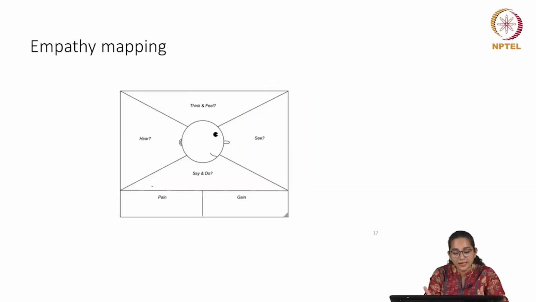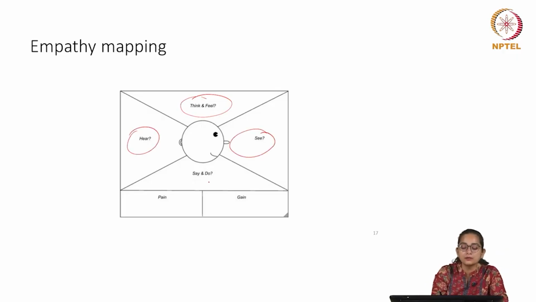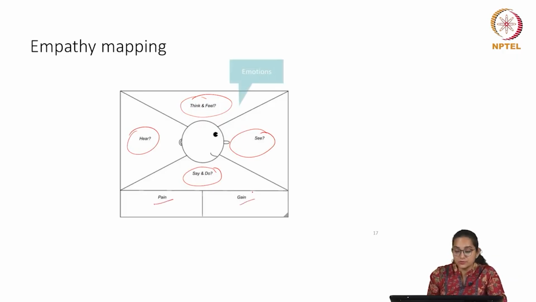So in order to develop an understanding of it, there is something called empathy mapping. It is a very important tool which is utilized in the empathize phase in the design thinking process. In this we try to talk to potential users, and we write what they think and feel about the situation, what they see, what they hear, what they say and do, what are the pains, what are the gains. But basically through this process we are also able to understand what they are feeling.